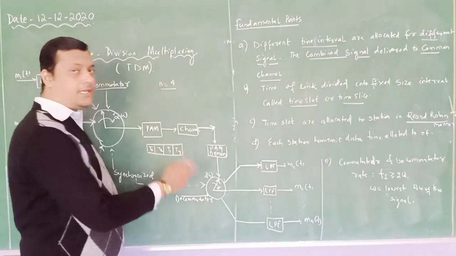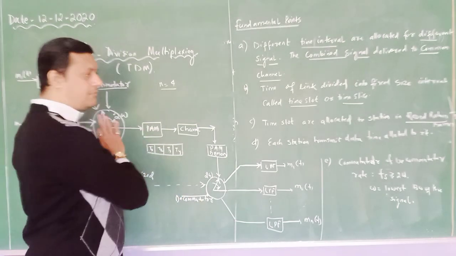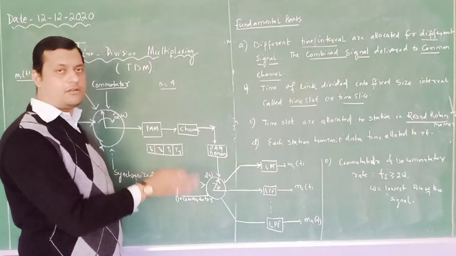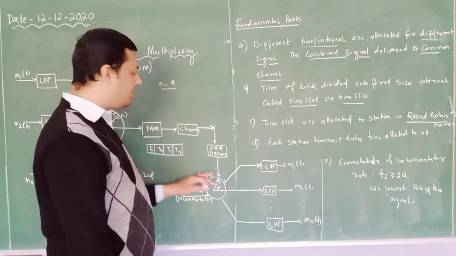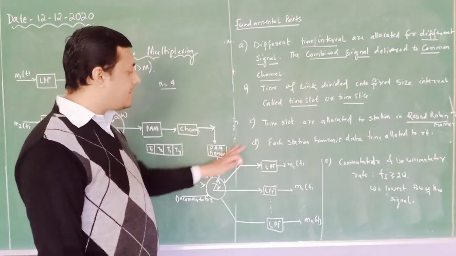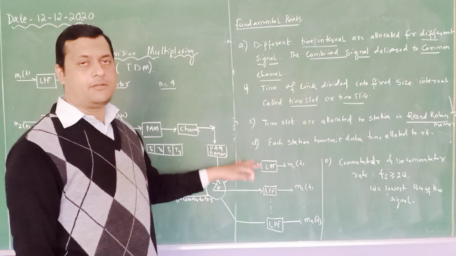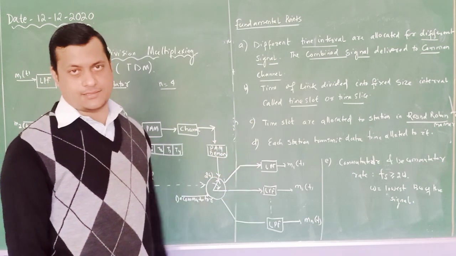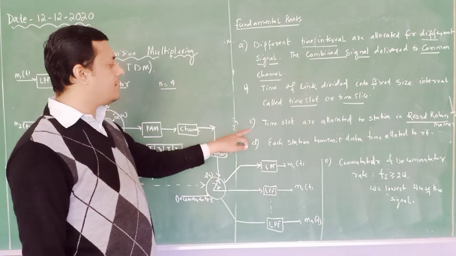It will extract and synchronize time slot 1, message 1; time slot 2, message 2; time slot 3, message 3; time slot 4, message 4. So it will extract all this information and provide it to the receiver stations. Okay, this is the third point.